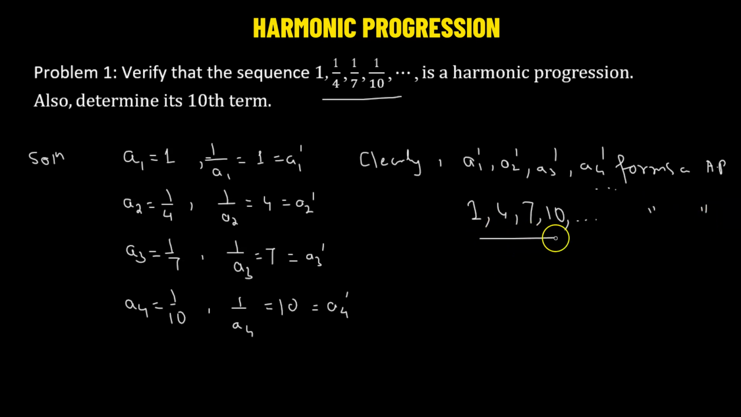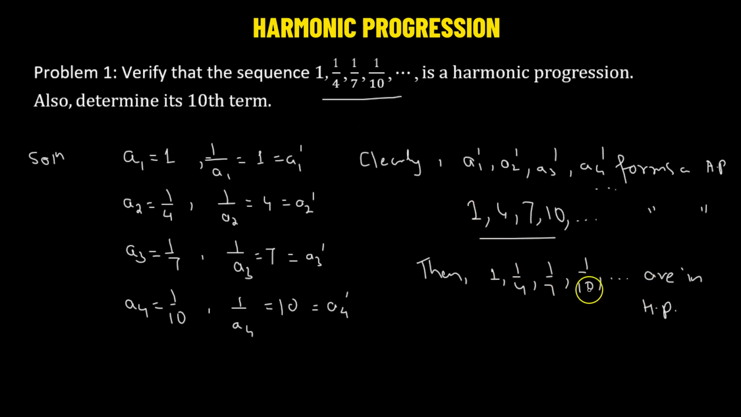If this forms an arithmetic progression, then we can say that the reciprocal of each of these terms, the reciprocal of the first term 1, the reciprocal of the second term 1/4, the reciprocal of the third term 1/7, the reciprocal of the fourth term 1/10, is going to be in harmonic progression. So this is how we can show that a given sequence is a harmonic progression: if we can show that the reciprocals of each term are in arithmetic progression.